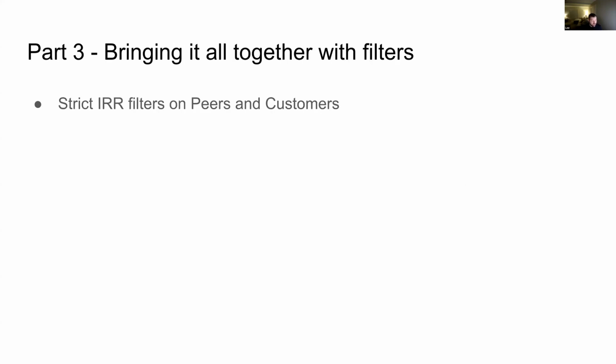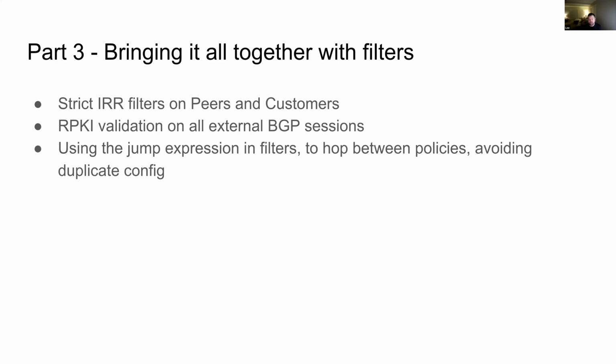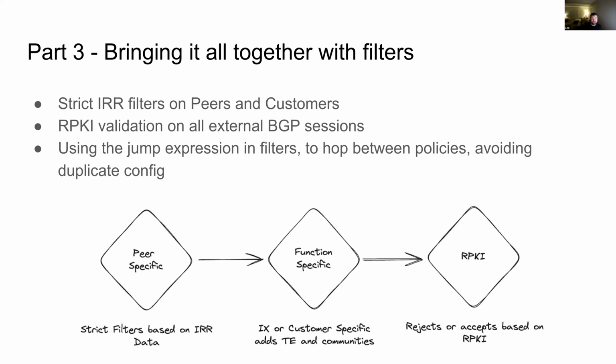We bring all this together with filters. Really, this is about chaining these filters together. We have strict IRR filters on peers and customers. We have RPKI validation on all external BGP sessions. And then we're using jump expressions in those filters to hop between them. What that looks like here at the bottom is a peer-specific strict IRR filter against the peer, which includes all of their prefixes. We then have a jump to a specific slug-based filter, which in the example I gave earlier is the SFMix import. That allows me to add BGP communities, change the local preference, set the med and all of those kind of fun things. Then it jumps to an RPKI import, which, as you just saw in the previous policy, accepts or rejects based on RPKI validation. And that's it. It's actually really quite simple.